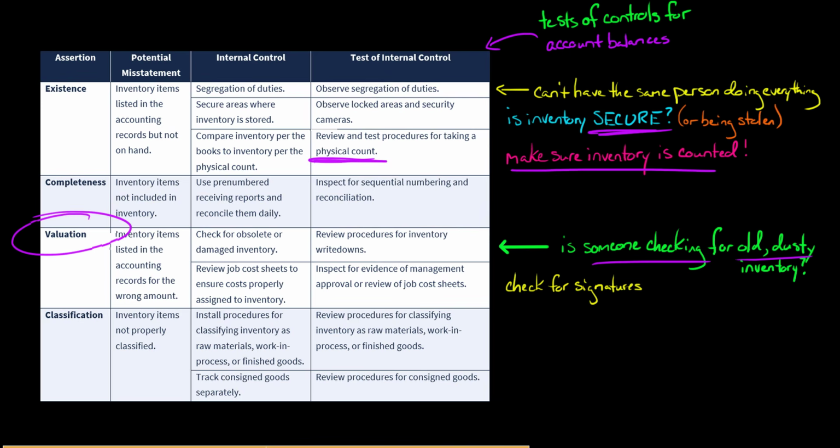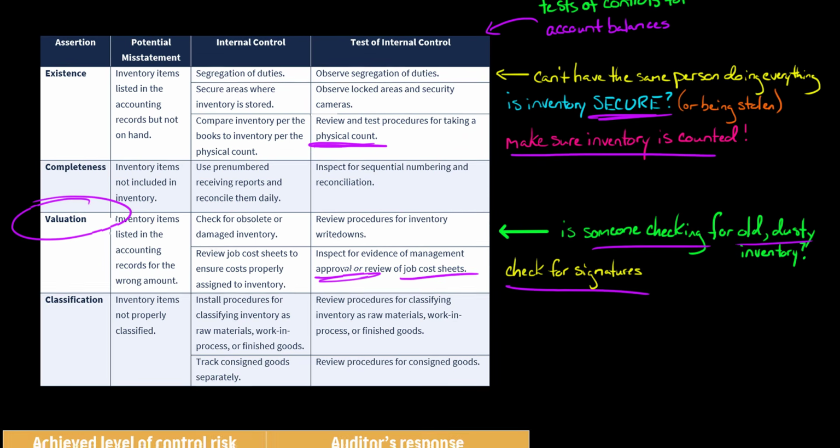Now, when we come to job cost sheets, if we're talking about a manufacturer that uses job costing, we check for signatures. When approving a job cost sheet, remember, it's going to have direct material used, direct labor, and manufacturing overhead applied to that job. Is someone actually approving these job cost sheets, or do we have ridiculous amounts assigned to them and nobody ever looks into it or cares? So that's a bunch.